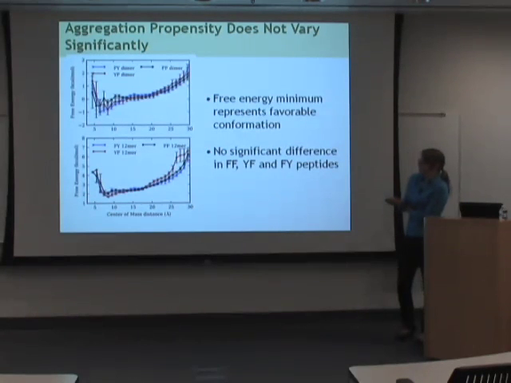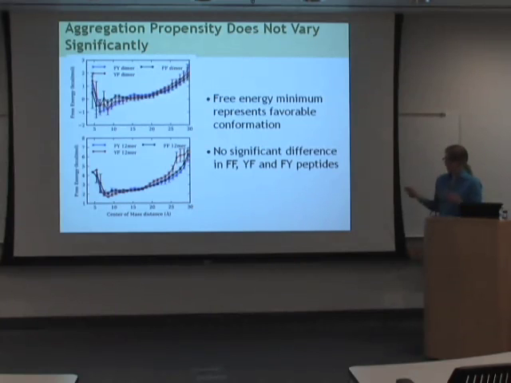And what we see here is that, compared to the original, FF is the original peptide, and Y just refers to whichever side chain has been changed. And what we see is that these are pretty similar. We don't see a big difference in the way that these minima look. And so we can conclude that they have the same aggregation propensity, at least to come together.